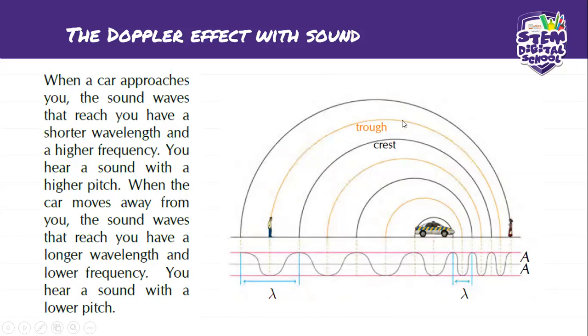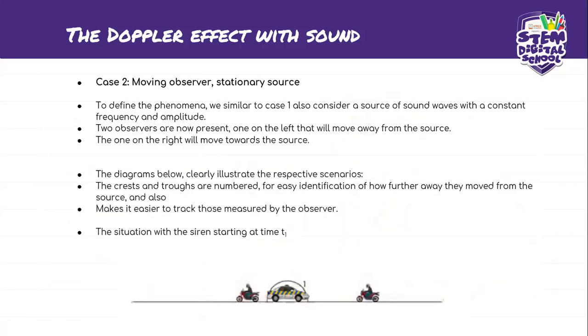Okay. And then we have the second case. In the second case, the observer is the one that's moving and the source is stationary. So this car is not moving, but this motorcycle is what's moving towards the car. While it moves towards the car, it's going to pass the car and move away from the car. So to define this phenomenon, similar to case one, we also consider a source of sound waves with a constant frequency and amplitude.